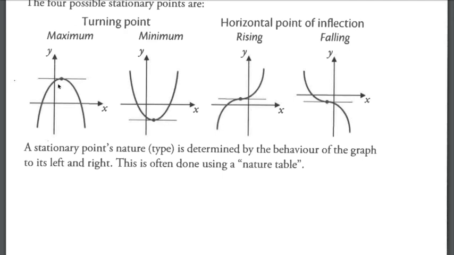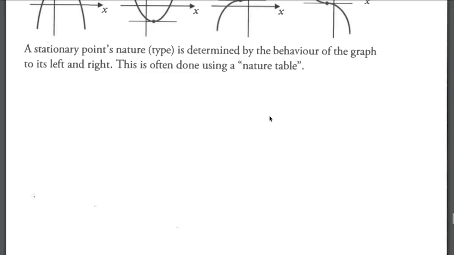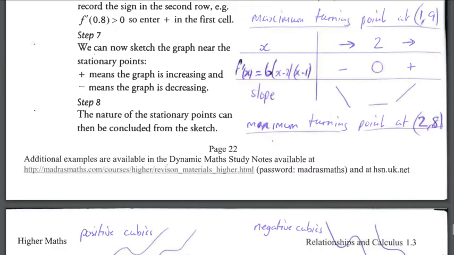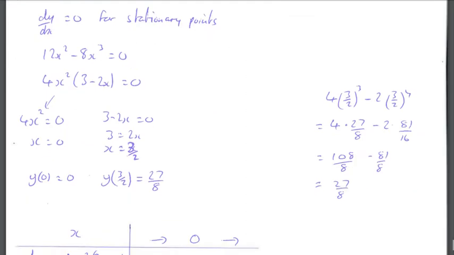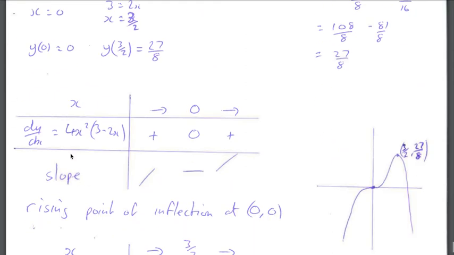Okay, so if it's increasing, then decreasing, we've got a maximum. Decreasing, then increasing, we've got a minimum. If it's increasing, then increasing again, we've got a rising point of inflection. And decreasing again, we've got a falling point of inflection. Okay, so remember, when we differentiate, when we get dy dx, that is the gradient for any value of x.